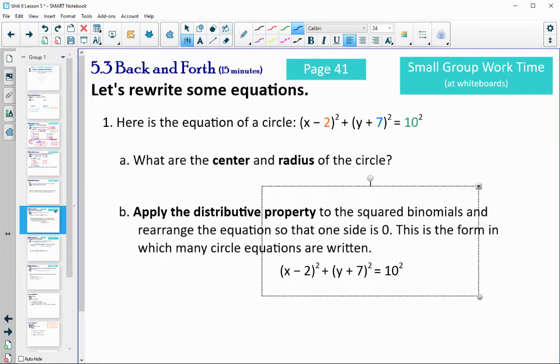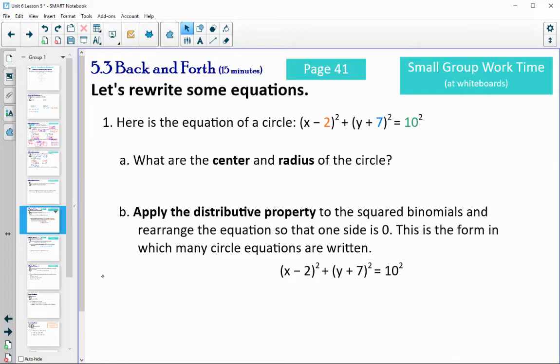All right, then let's take a look here at the equation for a circle that we looked at in a previous lesson. So what is the center of this circle? So write down the center and the radius from this equation.